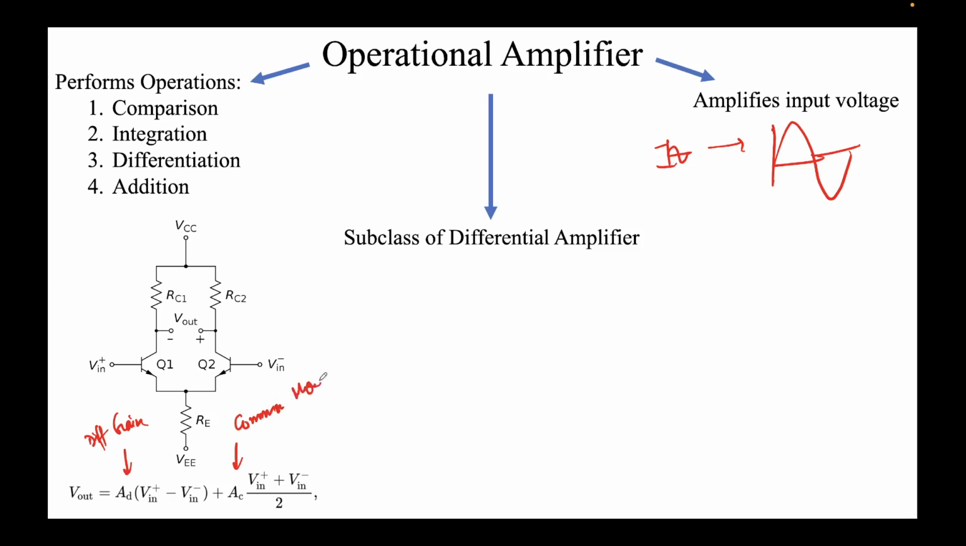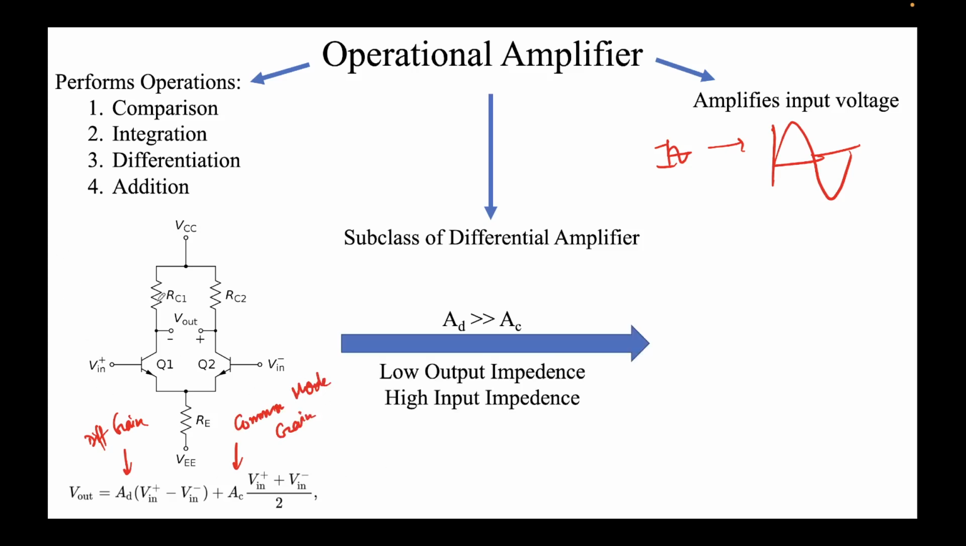I'll repeat that this is a differential amplifier on your screens, this circuit on the left. If we design it in such a manner that AD is much larger than AC, note AD is the differential gain and AC is the common mode gain, and we also design it such that this complete circuit has a high input impedance and low output impedance, this differential amplifier can be treated as an operational amplifier, which is denoted by this symbol. You can see V plus and V minus, these are the inputs. Vs plus is nothing but VCC, Vs minus is nothing but VEE, and V out is the same that you see over here.